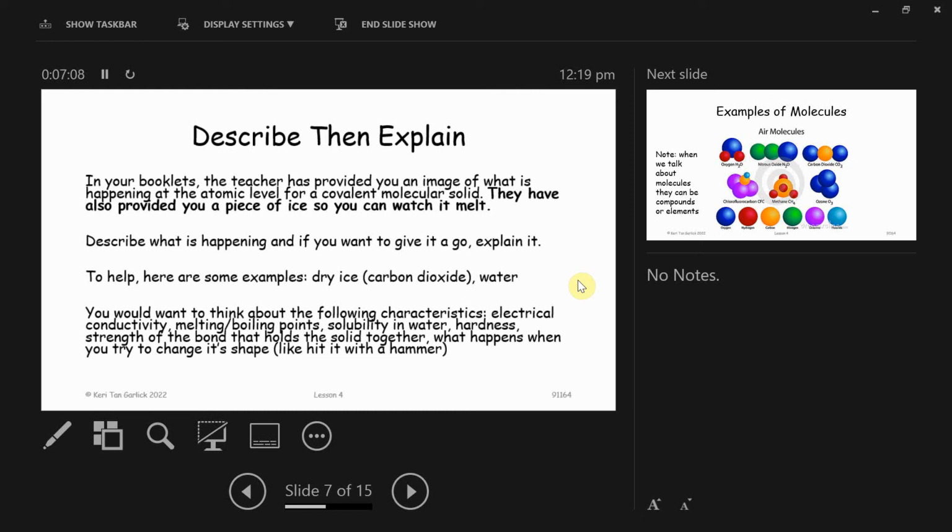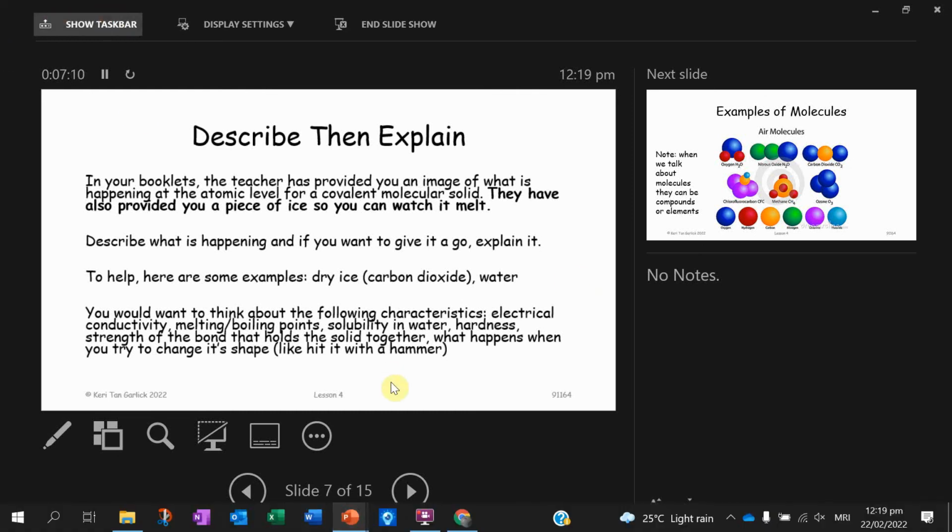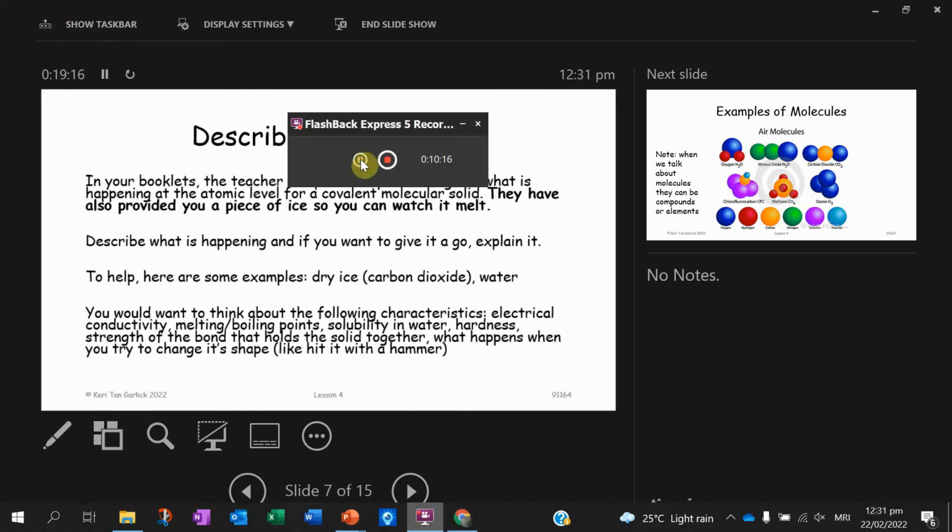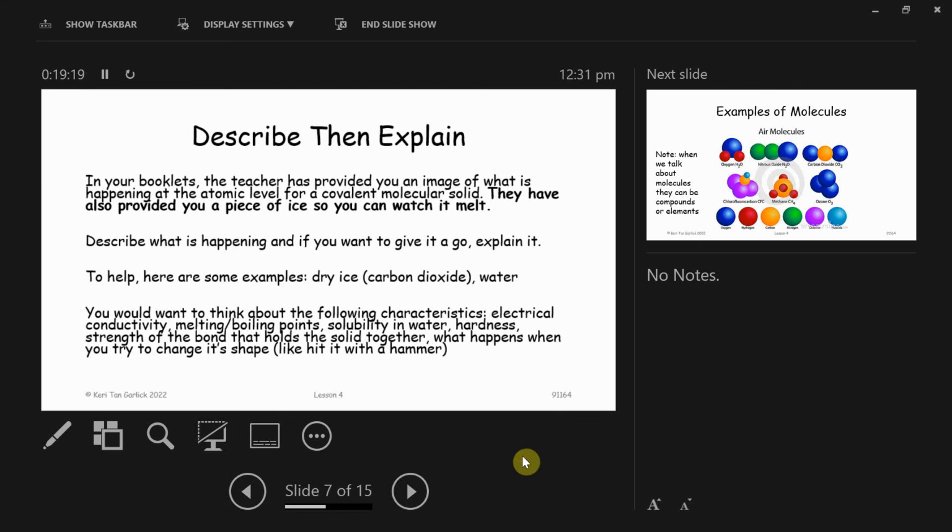Describe and explain. All right, I heard some really good discussions and ideas. So, when we are describing and explaining, I think you guys need to do the piece of ice.